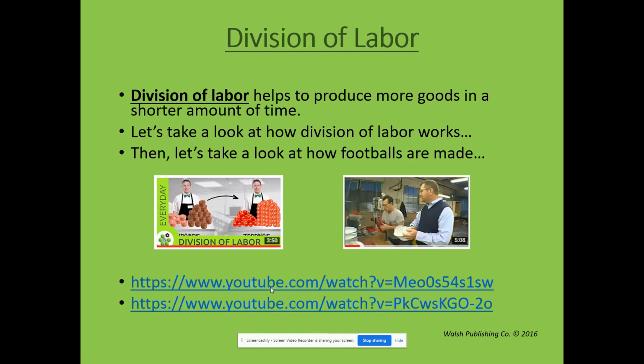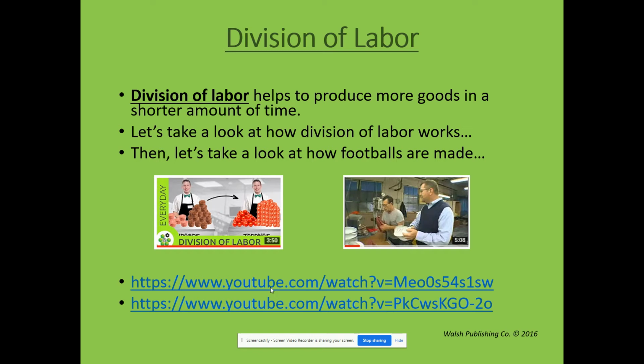Division of labor. Let's look at the word. Division means to divide up, and labor means work. So division of labor is when you divide up the work. So it helps to produce things in a faster manner when lots of people have one task to do and you're not making the whole product yourself.